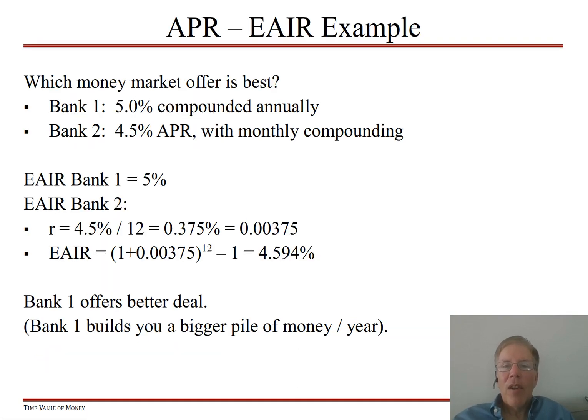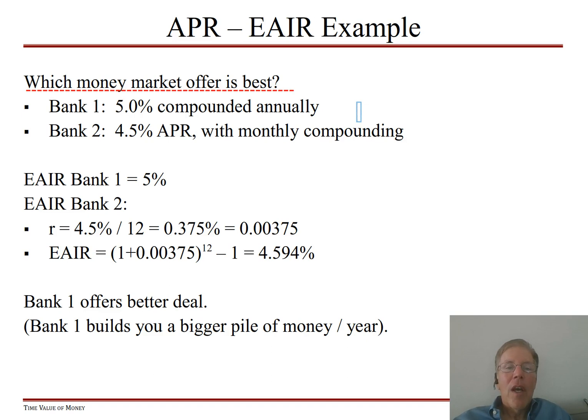All right, so let's do an example illustrating this. Let's say we have two money market offers that we are considering, okay? The first one, Bank 1, is offering 5% interest compounded annually. Bank 2 is offering a 4.5% APR with monthly compounding.